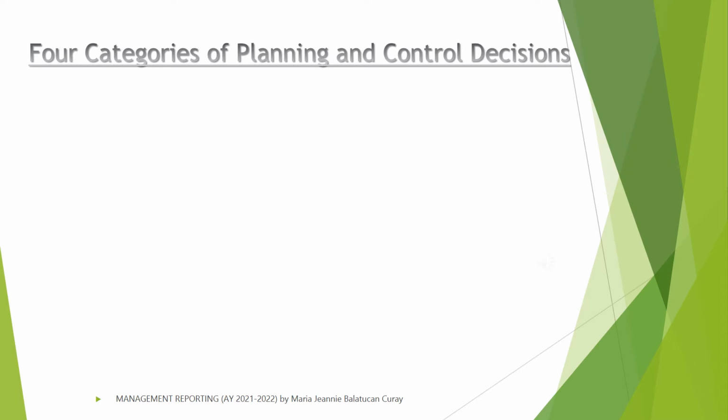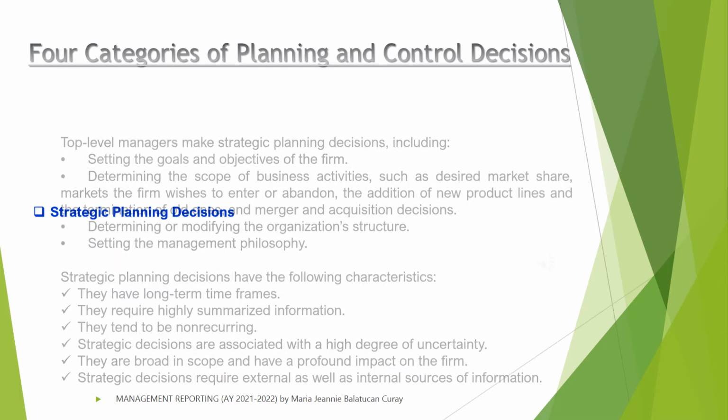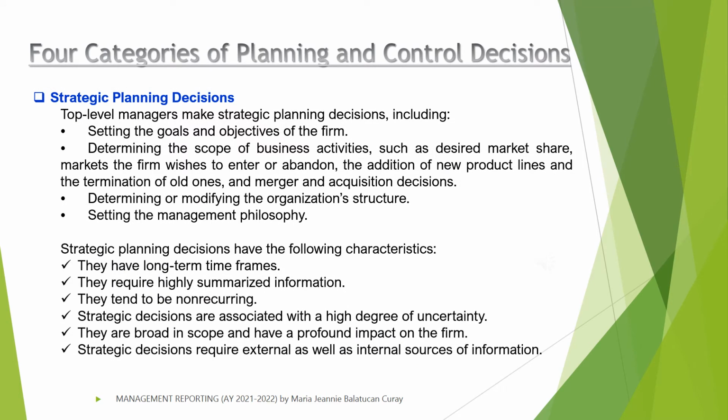Let's discuss the four categories of planning and control decisions. To name them, we have strategic planning decisions, tactical planning decisions, management control decisions, and operational control decisions. To start with, strategic planning decisions.